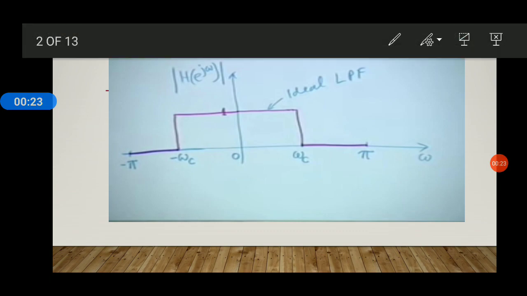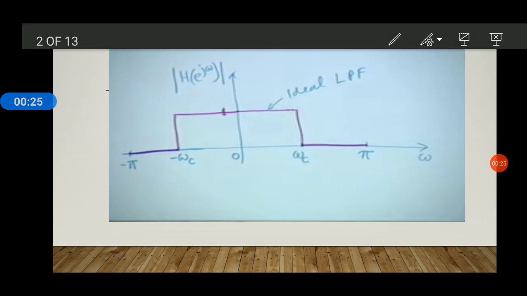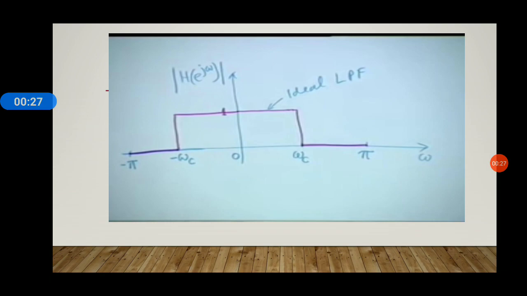Now this is the characteristics of an ideal low-pass filter. Here we have plotted the magnitude of the Fourier transform of the impulse response of a low-pass filter system with respect to its omega. And we know in the topic of DTFT, the range or the band of frequencies that we are concentrated on is from minus pi to pi. So we have shown it from minus pi to pi.